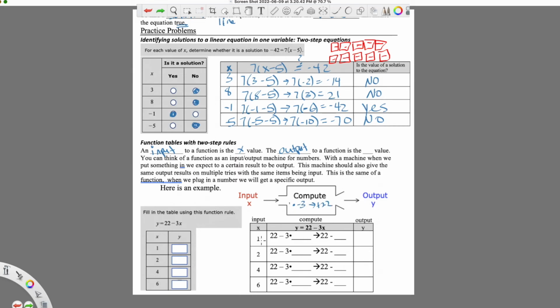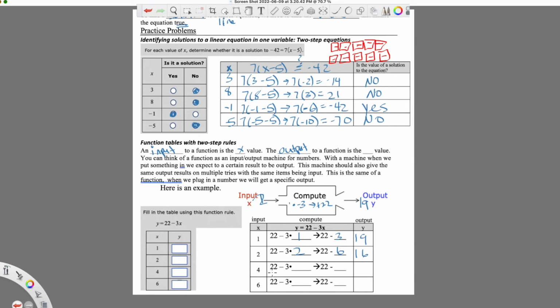So if we input 1 into our machine here, so I'm inputting 1, it's going to go times -3. So -3 times 1 is -3, and then it's going to add 22. So now I'm going to go 22 minus 3, well, it's going to get me 19, so that's my output. If I put 1 in, I get 19 out. Okay? So now if I input 2, well, it's going to go -3 times 2 first, and then 22 minus 6, and that's going to get me 16, right?